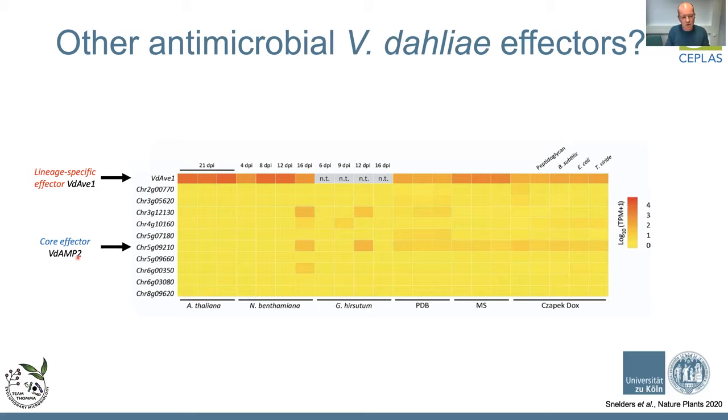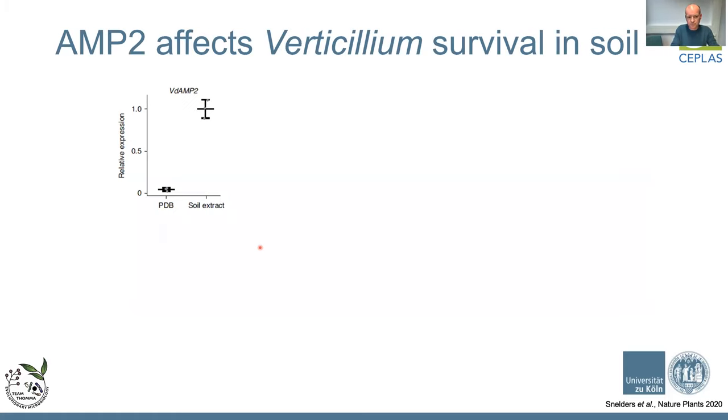Think back about this genome that has to adapt continuously. I think this is a prototype effector that resides in such a region. Now, the AMP2 effector that I'm going to talk about briefly is a core effector. That is, we find it in the core genome, and so far all the strains that we've tested contain this effector. There is not really evidence to believe that it's highly expressed in planta, nor in any of these conditions that we screened here.